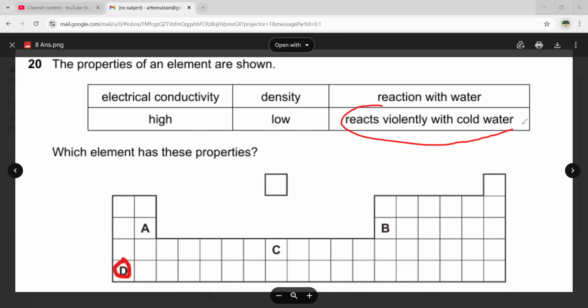And a violent reaction occurs with cold water. When we check, group 2 metals do react, but their reactions are not violent with cold water. They can react with steam easily, but with cold water, the reactions are very slow. And if it reacts violently, it is more reactive. As we go down the group, the reactivity also increases for the metals.